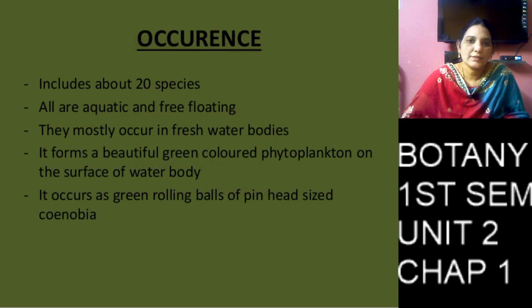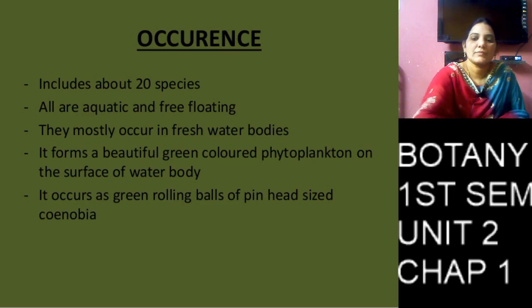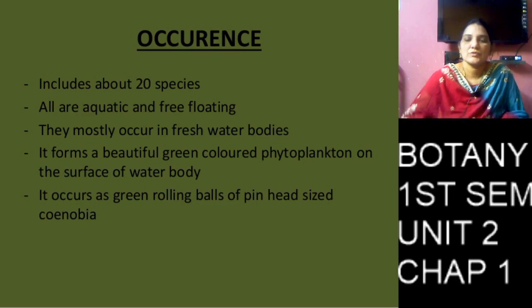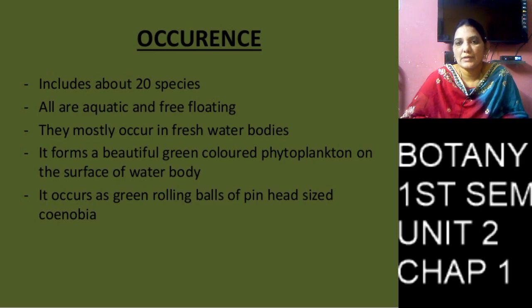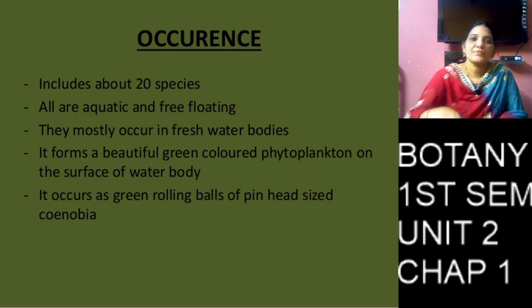Coming to the occurrence, Volvox includes about 20 species. All are aquatic and free floating. They grow in fresh water like ponds, lakes, rivers, etc.